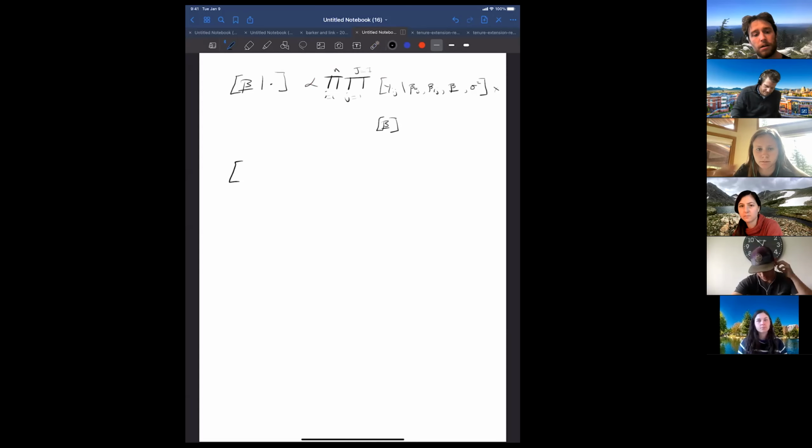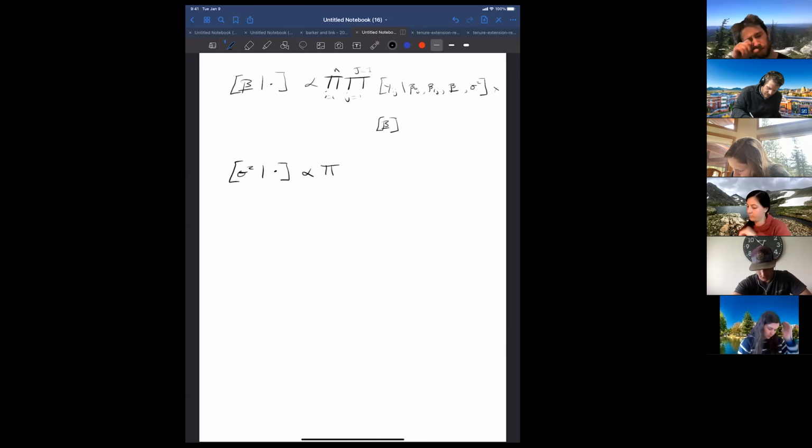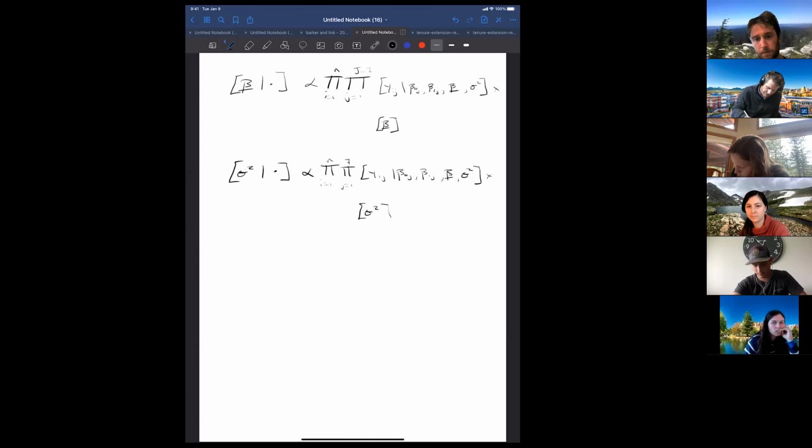Yeah, so mine's just sigma squared conditional on everything else, which is proportional to the product of I and the product of J. And then you have Yij conditional on beta 0J, beta 1J, all the betas, sigma squared, times the prior for sigma squared. Yep, good job.